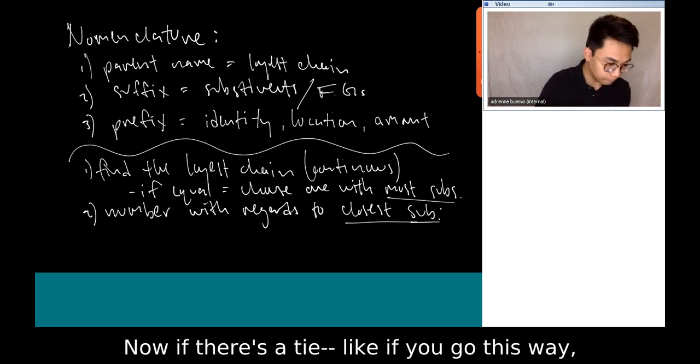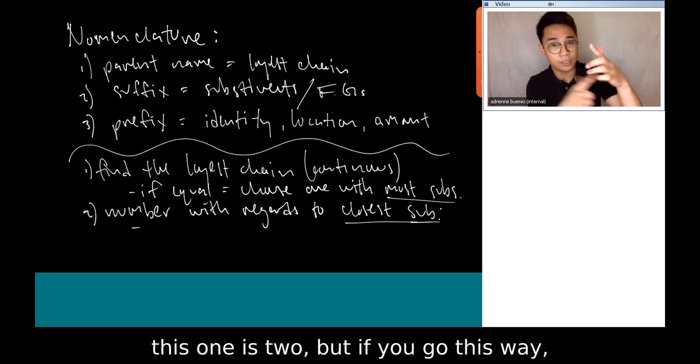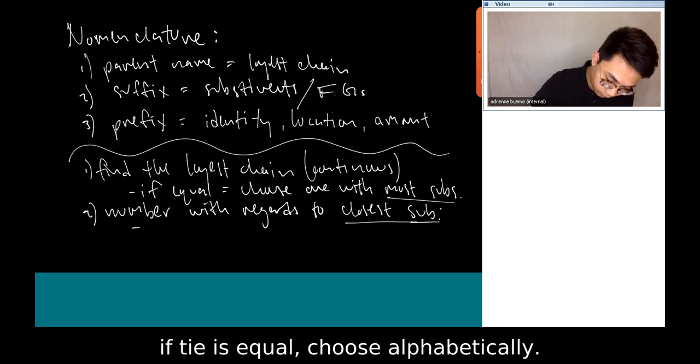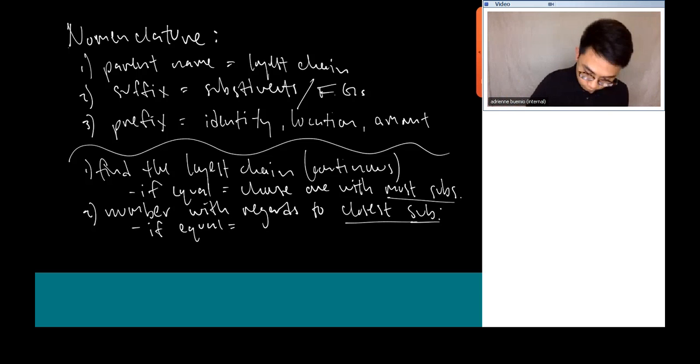Now, if there's a tie, like if you go this way, this one is two, but if you go this way, this one's two as well. If tie is equal, choose alphabetically. Choose alphabetically.